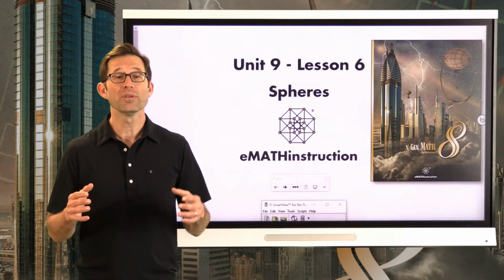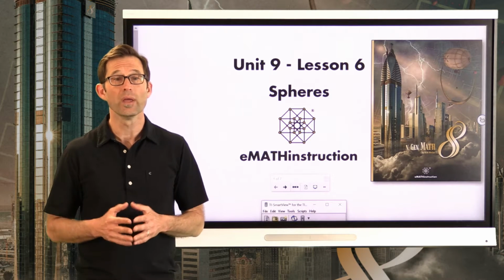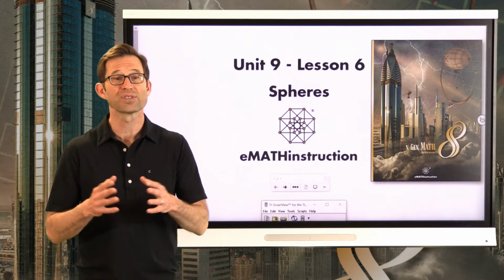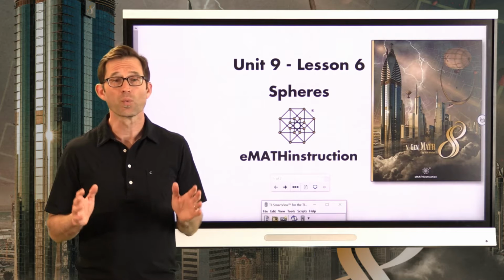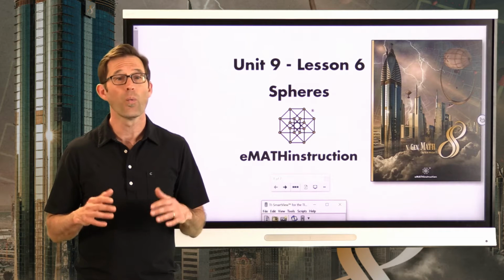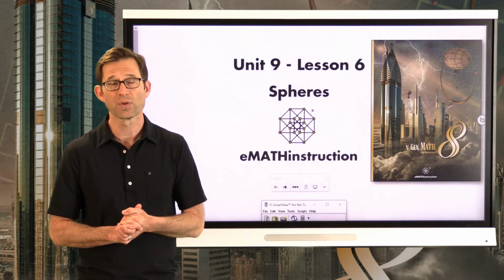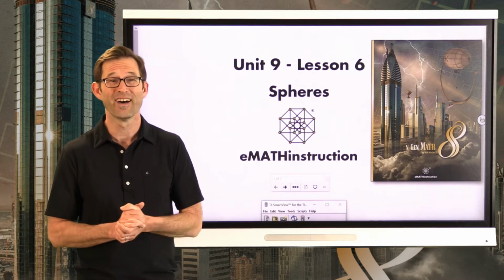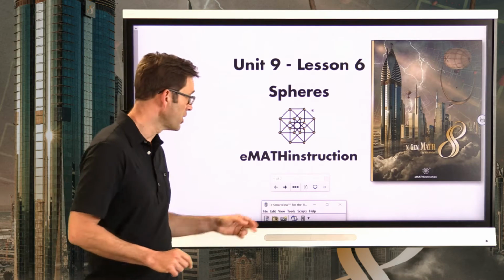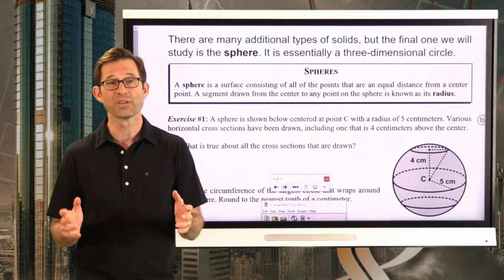All right, now this is the last lesson that we'll do in Unit 9, which is all about solids, their volumes, and their surface area. Today with spheres, we're only going to be looking at a sphere, what makes something a sphere, and also looking at its volume. We'll save the surface area of a sphere for later on in some other course, not in this one. But let's jump right into it and talk about what a sphere is.